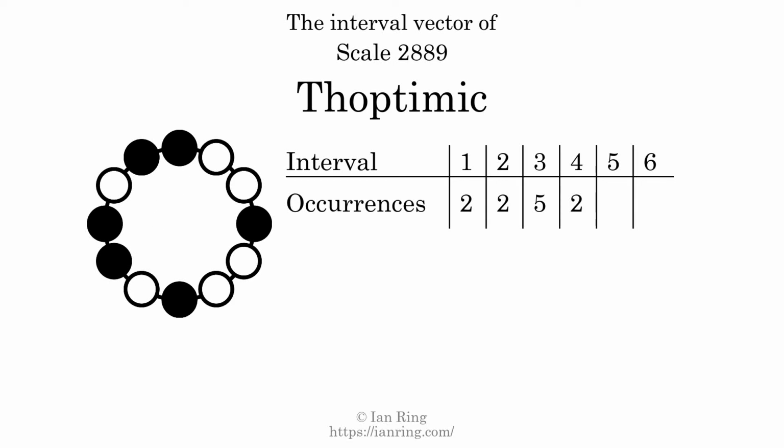There are 2 intervals with the size of 4 semitones. They are here and here. There are 2 intervals with the size of 5 semitones. They are here and here. There are 2 intervals with the size of 6 semitones. They are here and here. Each interval does not appear in this scale a unique number of times, so this is not a deep scale.